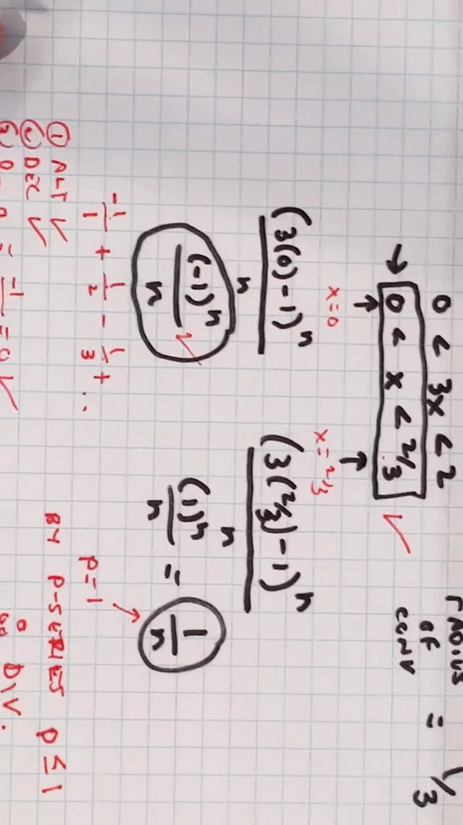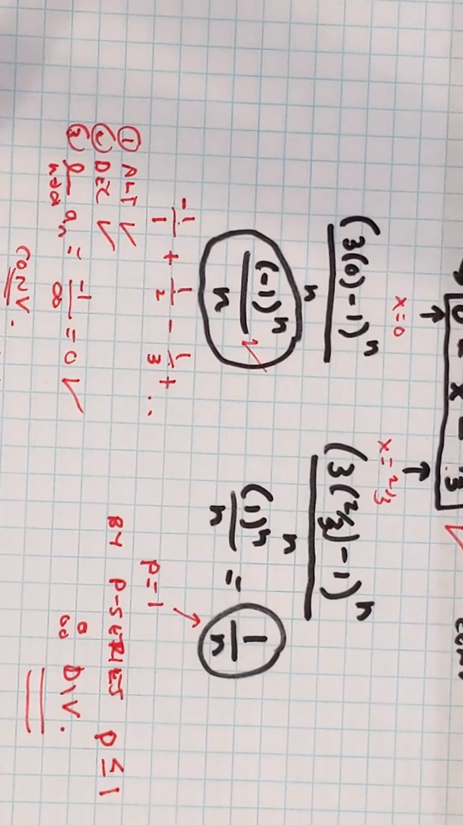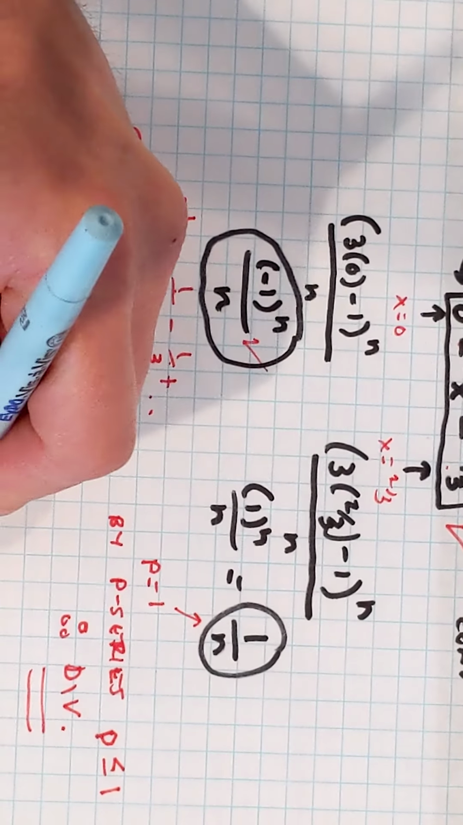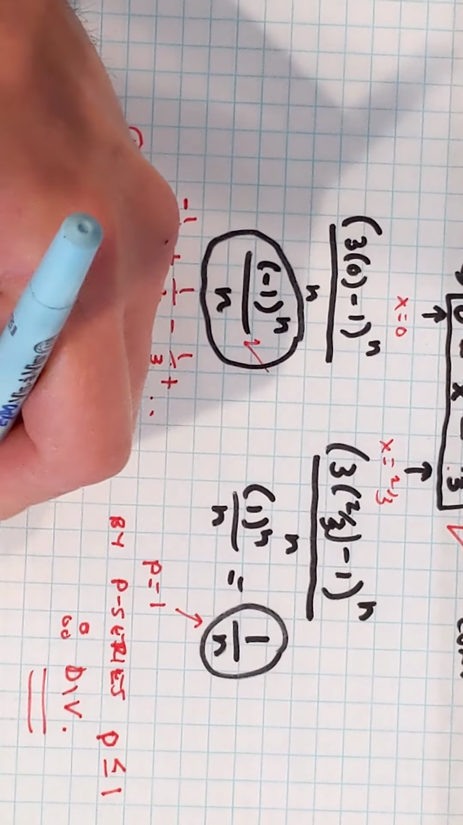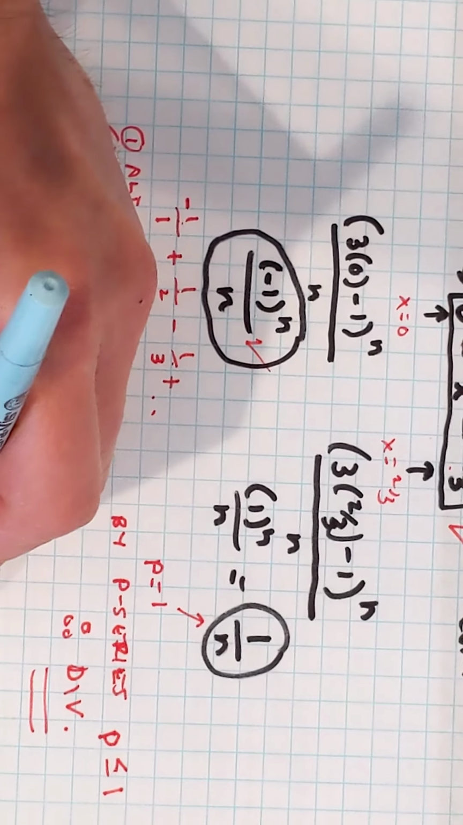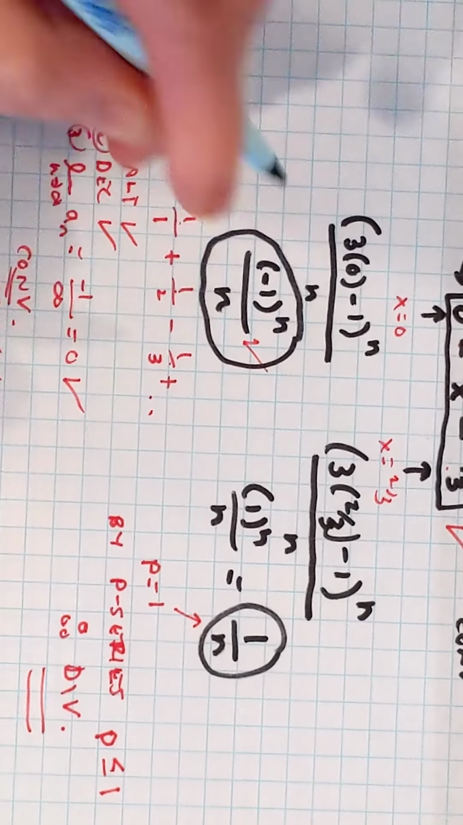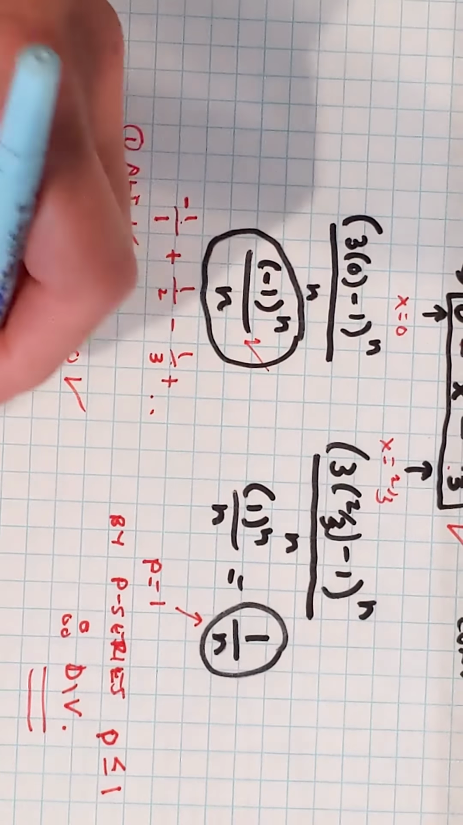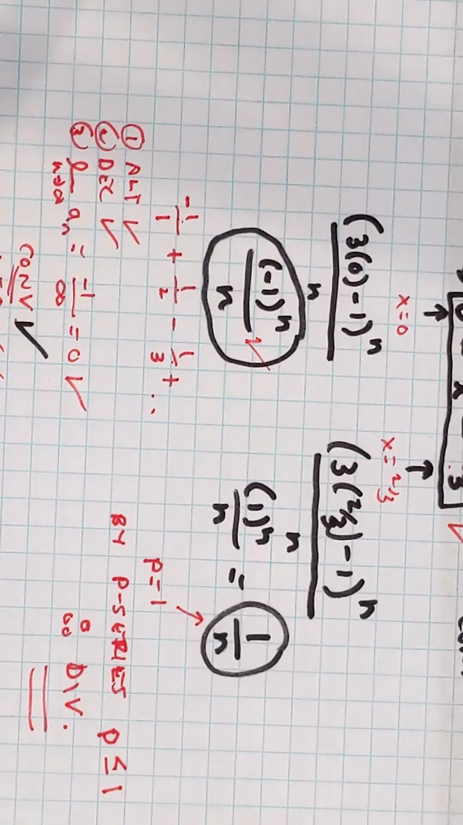So final conclusion is, where does this thing converge? It converges on the interval from 0 to 2/3, but now I have to include the 0 because we've concluded that at 0 it does converge. So this is the interval of convergence.